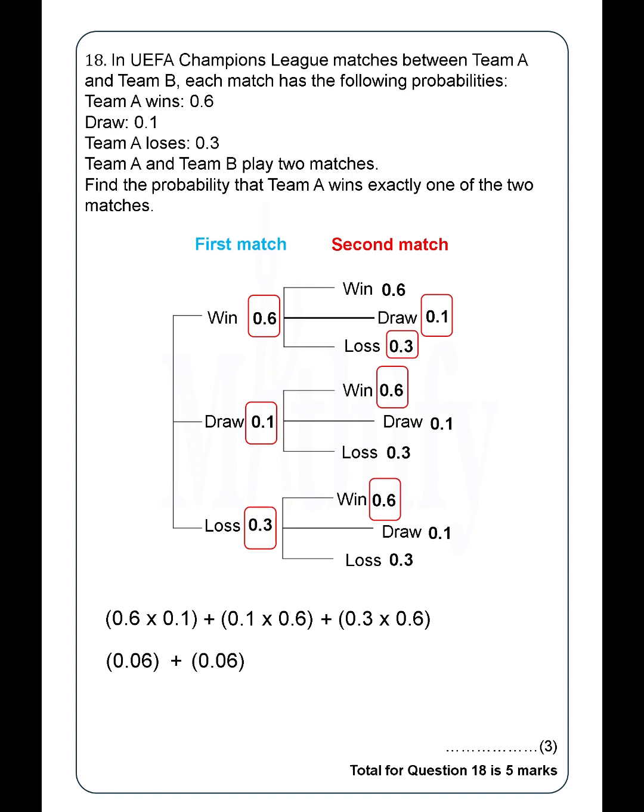0.06 plus 0.06 plus 0.18 plus 0.18. This is equal to 0.48. 0.06 plus 0.06 is equal to 0.12. 0.12 plus 0.18 is equal to 0.3. 0.3 plus 0.18 is equal to 0.48. So the probability that Team A wins exactly one of the two matches is 0.48.